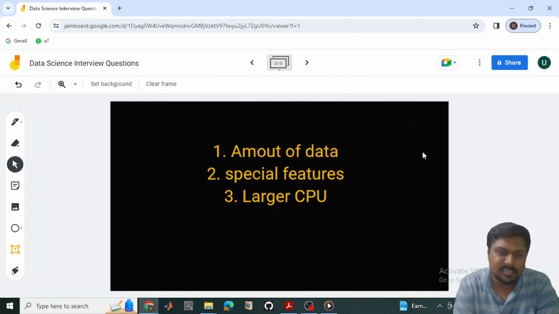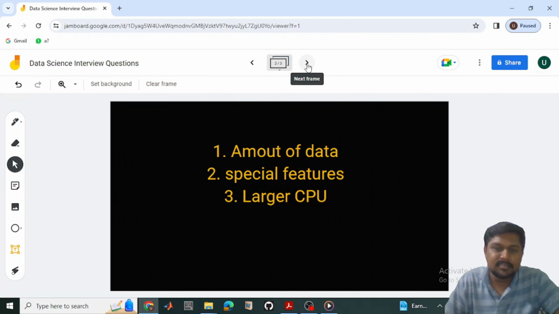The third difference is, as the deep learning algorithm requires an extremely large amount of data, it needs to perform a lot of calculations, millions, billions of calculations. Because of that, you require a computer with a larger CPU and larger memory, because it needs to handle a lot of calculations. Whereas a traditional machine learning algorithm you can implement on a small computer also. These are the major differences.